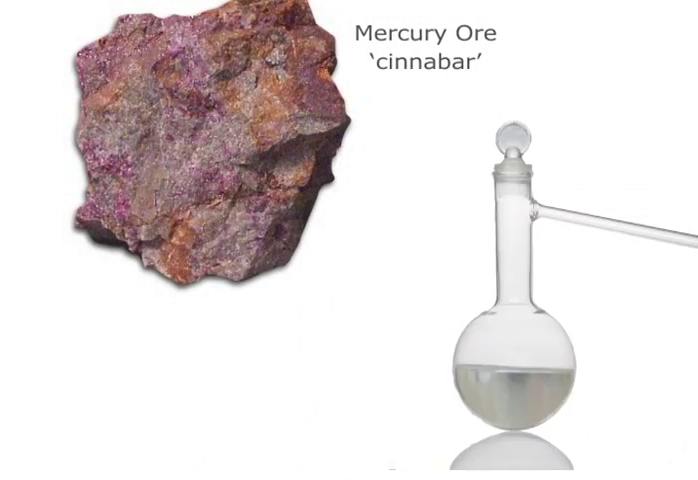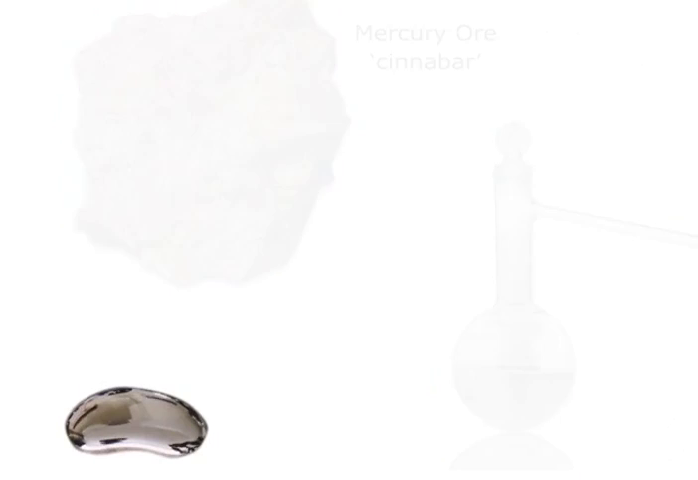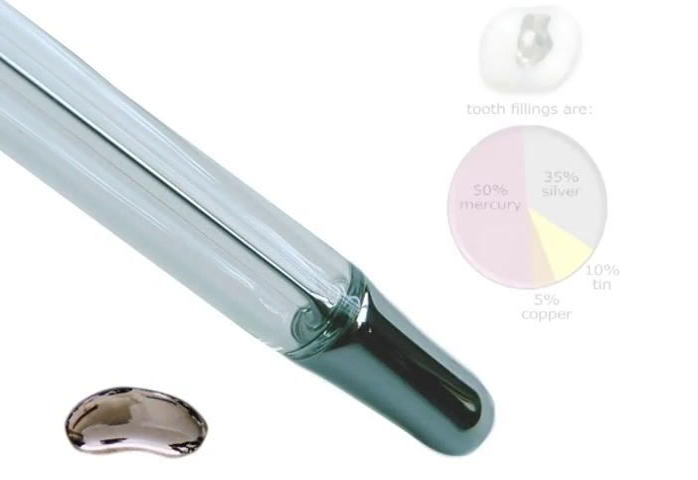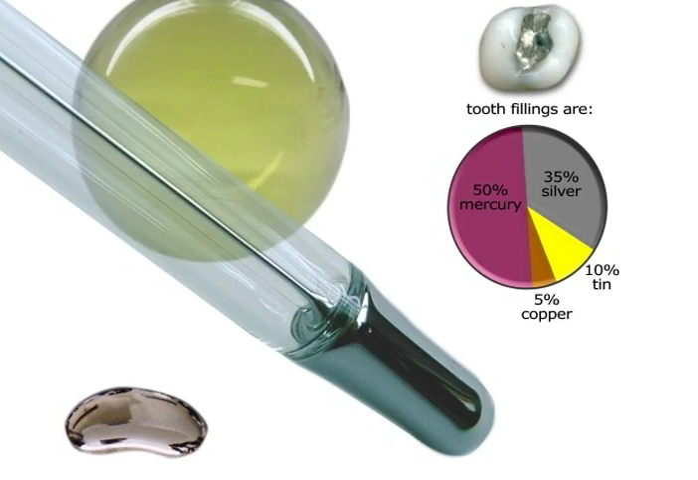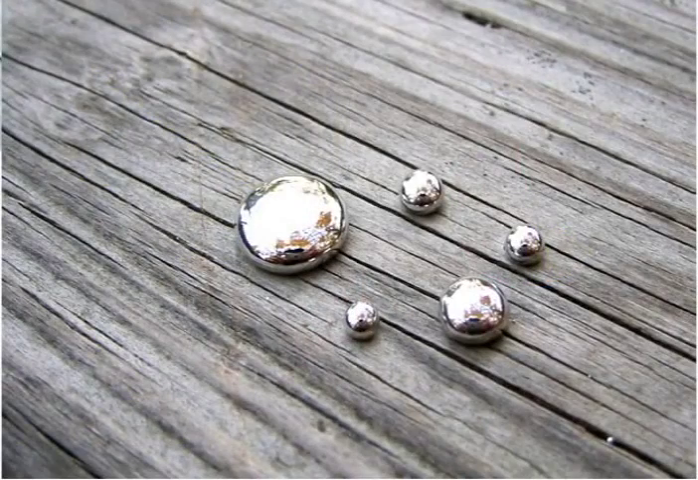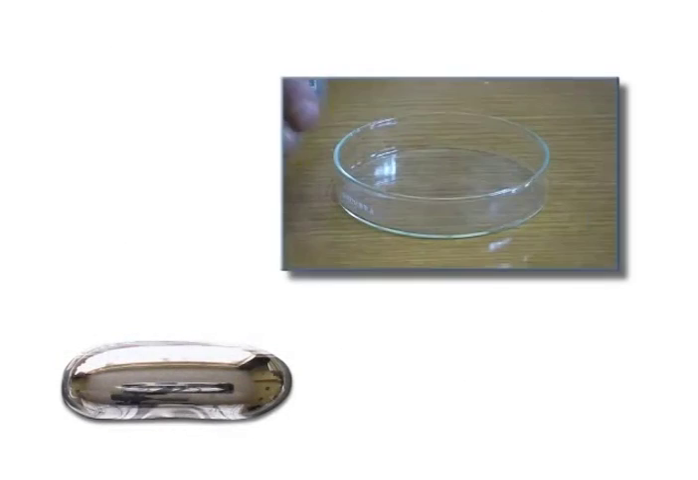Heating the ore cinnabar releases mercury as a vapor. As the vapor cools, the mercury is captured as a liquid. Mercury is used in thermometers, in tooth fillings, and in the separation process of making chlorine gas. But mercury and most of its compounds are extremely toxic. As a result, nearly all uses of mercury are slowly being phased out.